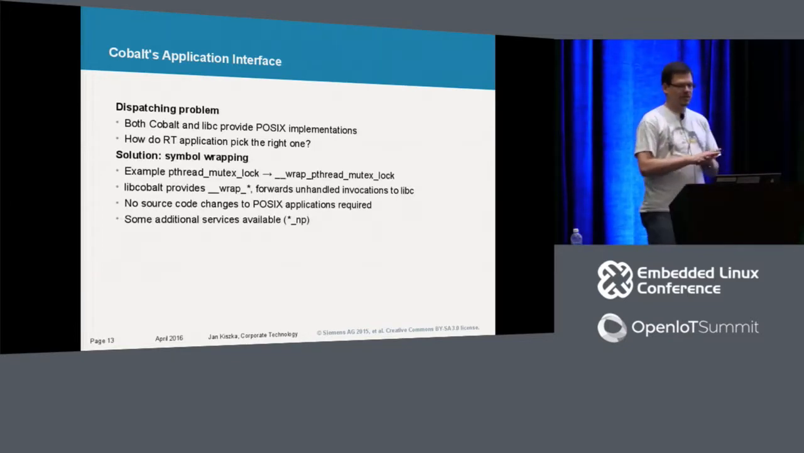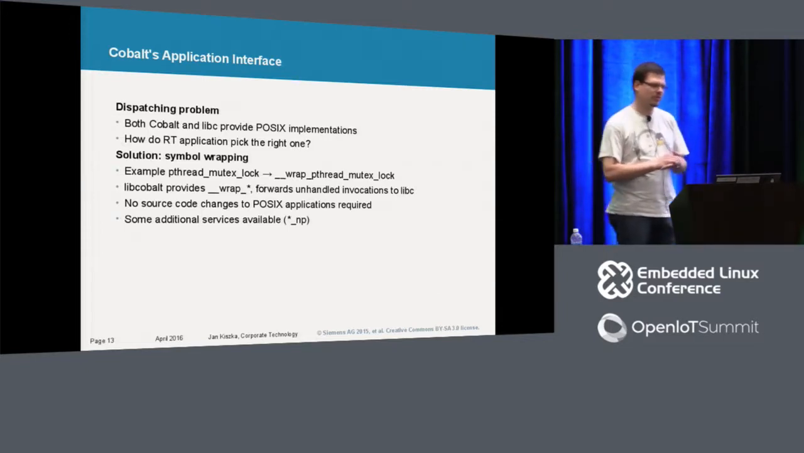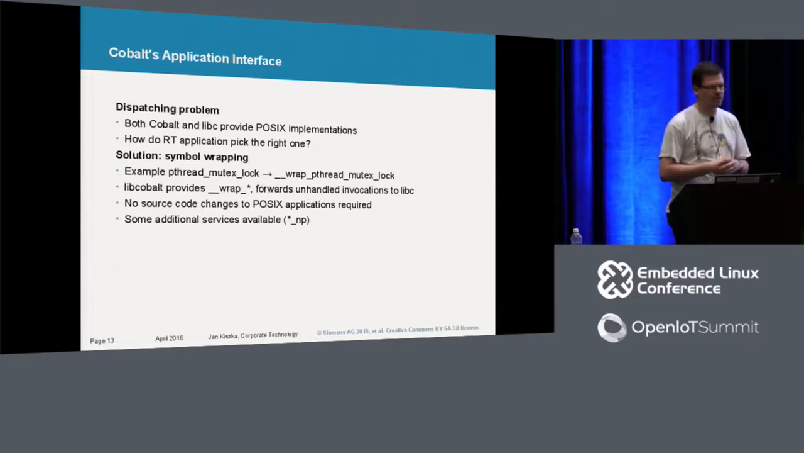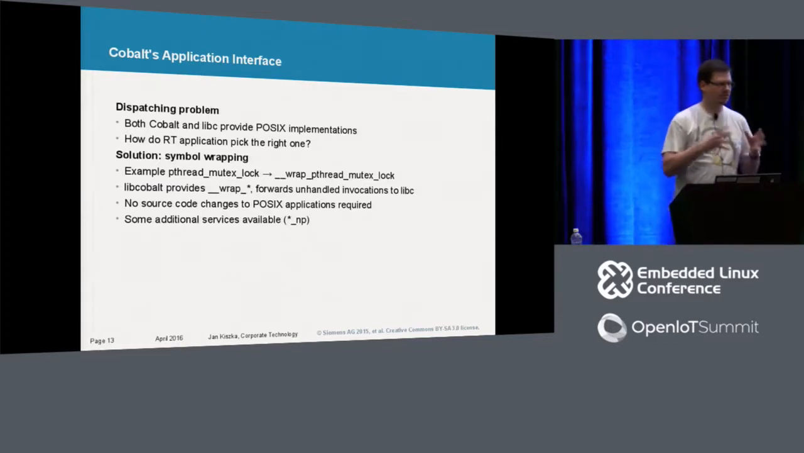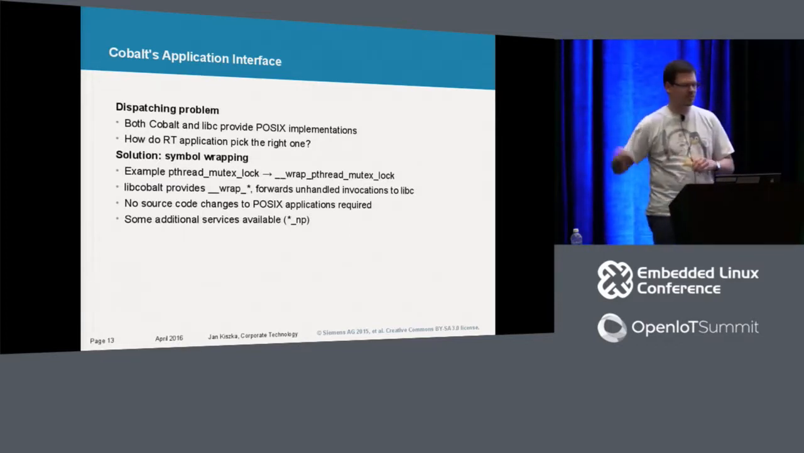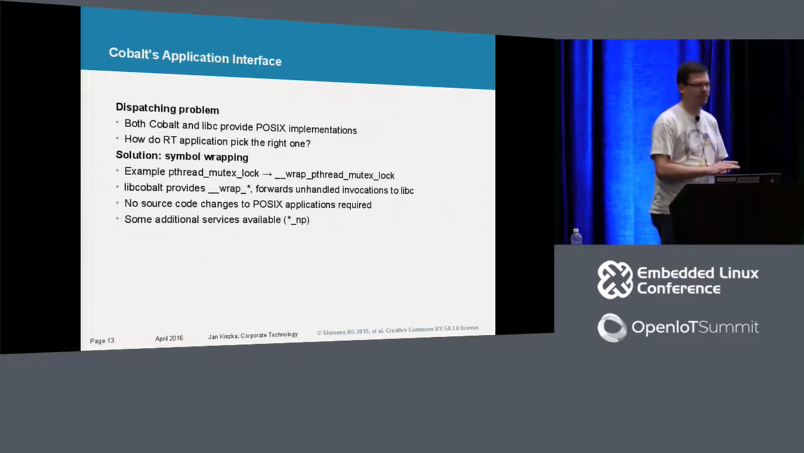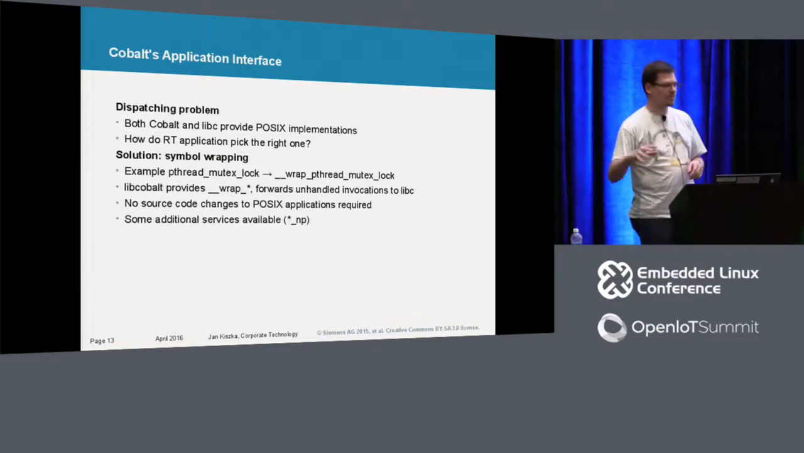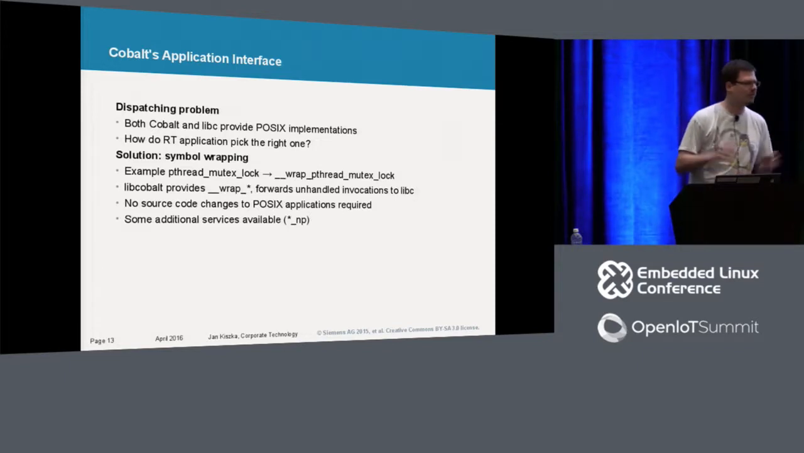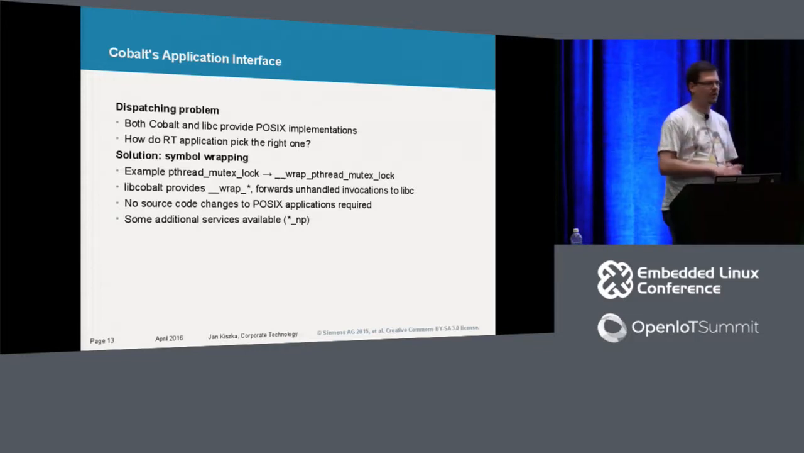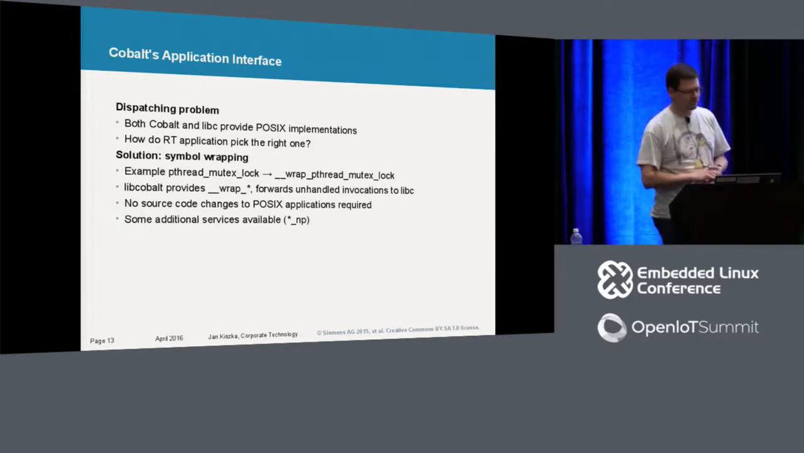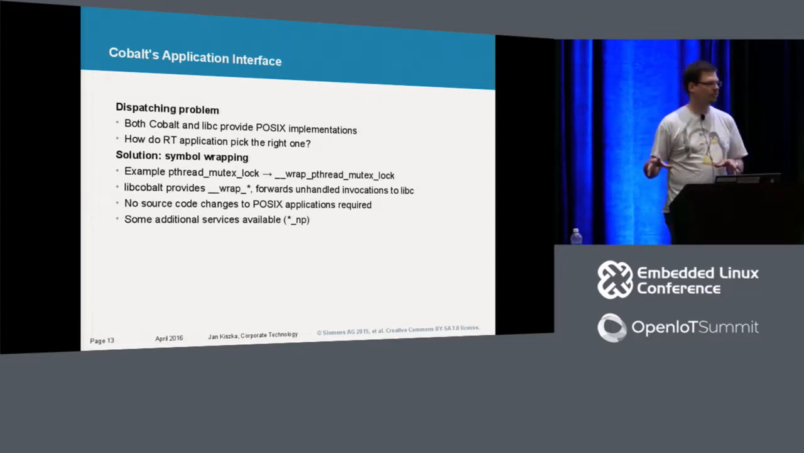The solution in our case is to do symbol wrapping. Maybe you are familiar with this technology. You run the linker and tell it that for every symbol of this kind, please create in the target object not the symbol as a reference, but a wrapped symbol name. So let's take an example: pthread_mutex_lock becomes __wrap_pthread_mutex_lock. And then, of course, you don't have a conflict anymore. The application can call the real-time part, and it can call the original one if it wants to. And we provide basically with the libcobalt this wrapped implementation.